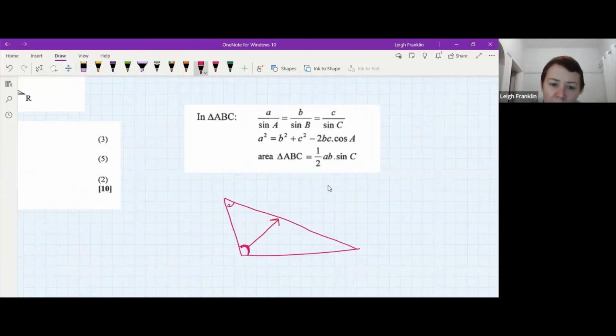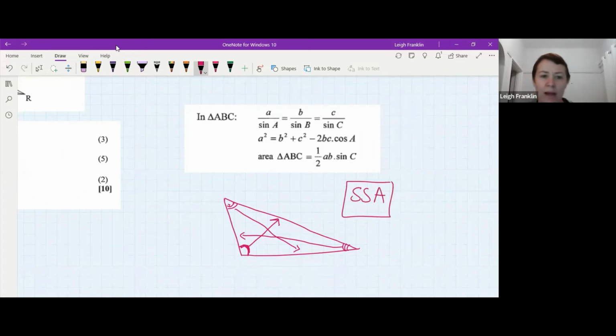If I'm talking about this angle over here, it is opposite this side. And this little baby angle over here is going to be opposite that side. So when we work with the sine rule, we are working in a side-side angle sort of situation, right? Now, what that means is this.